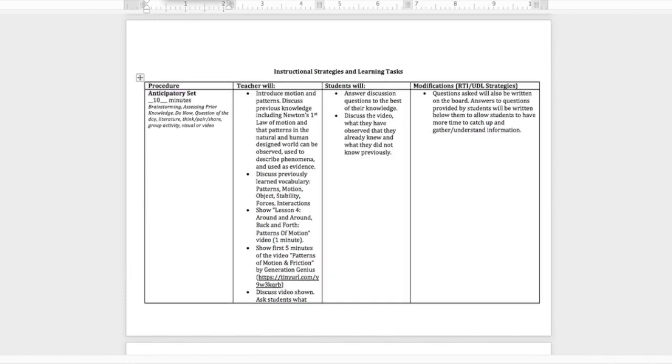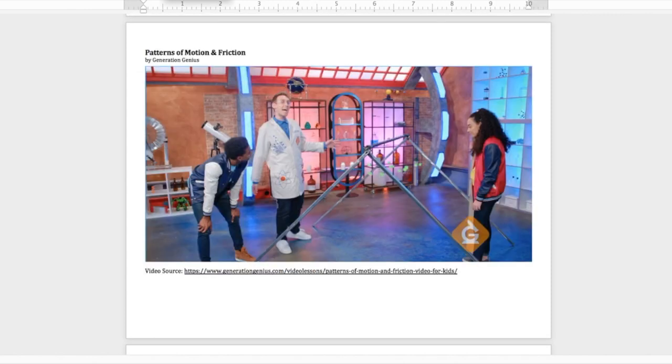In the anticipatory set, I will first introduce motion and patterns. We will discuss Newton's first law of motion and that patterns in the natural and human world designed can be observed, used to describe phenomena, and used as evidence. Students will watch this video of Patterns of Motion and Friction by Generation Genius.